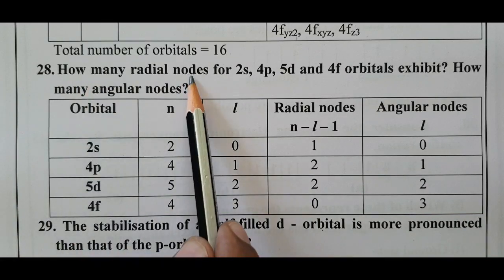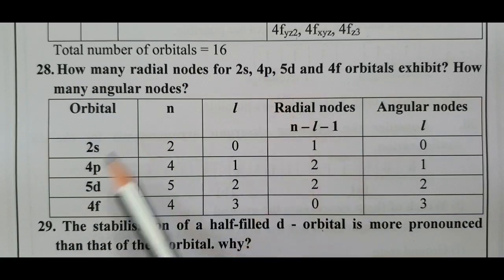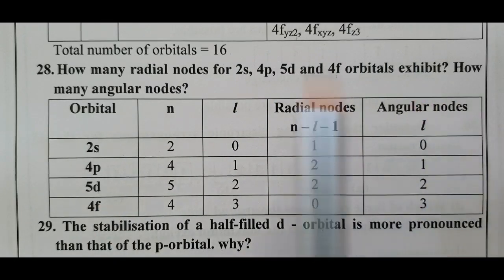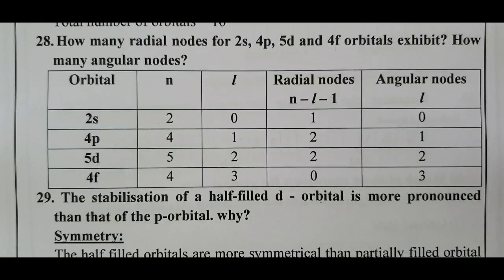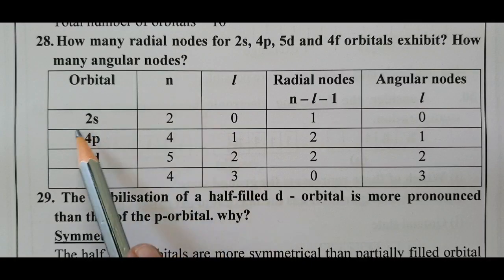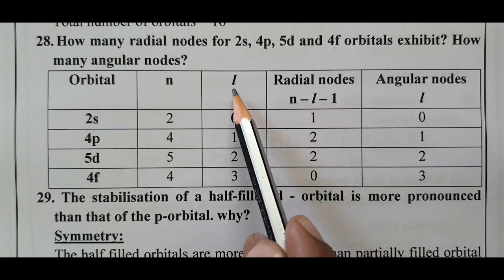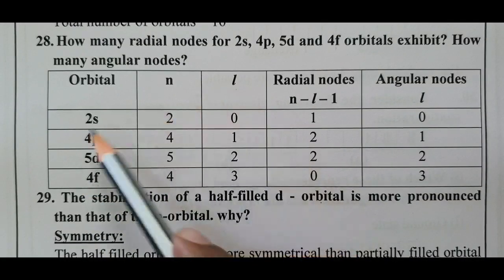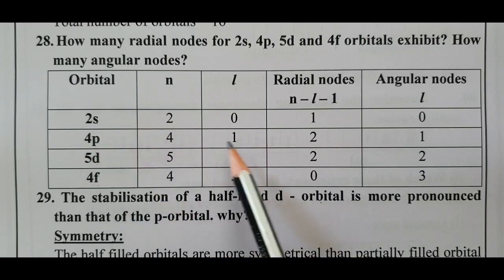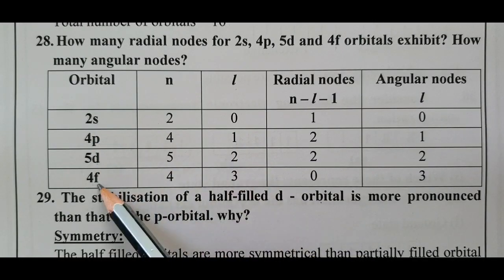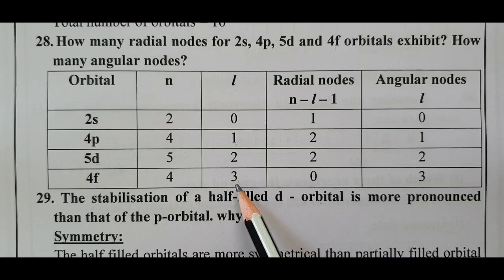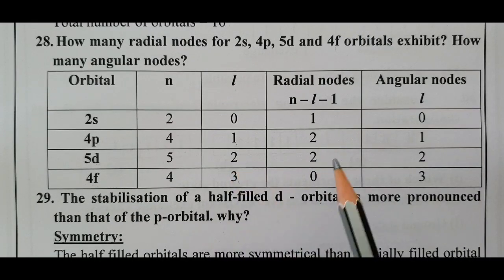How many radial nodes do 2s, 4p, 5d and 4f orbitals exhibit? How many angular nodes? Radial nodes, angular nodes. The orbitals given are 2s, 4p, 5d and 4f. The first one is the principal quantum number: 2, 4, 5 and 4. L, the azimuthal quantum number: for s orbital L equal to 0, p orbital L equal to 1, d orbital L equal to 2, and for f orbital L equal to 3.